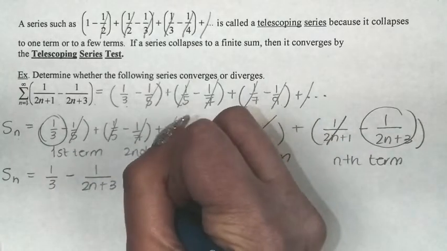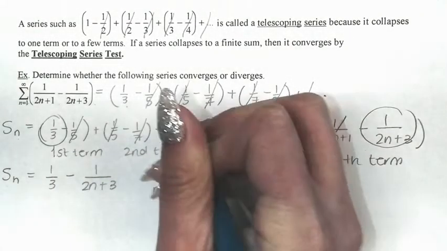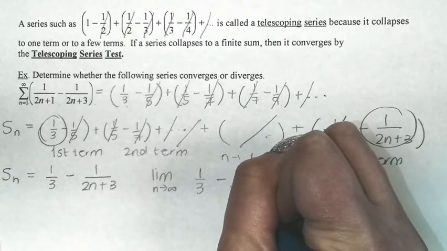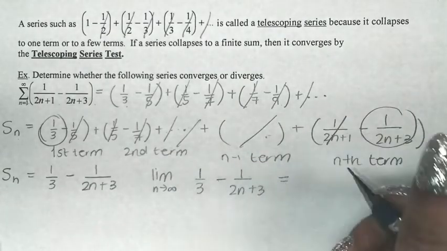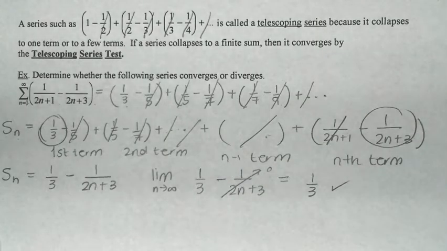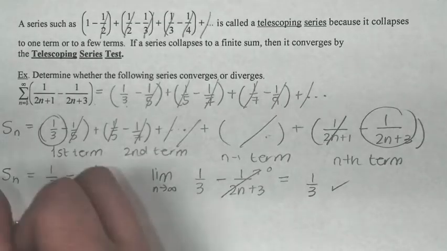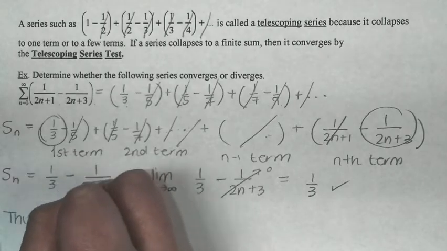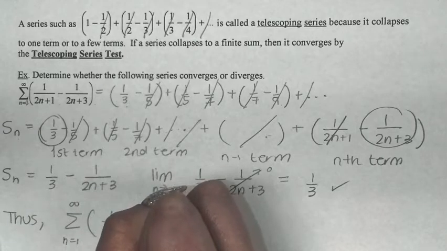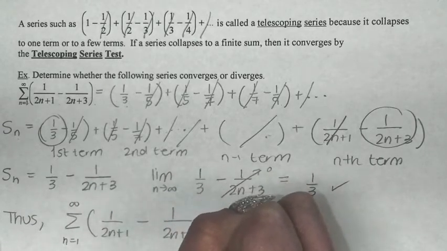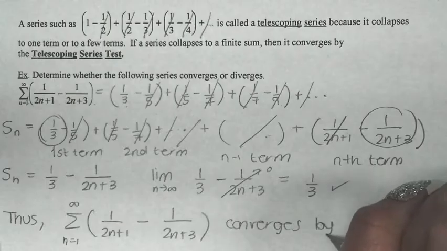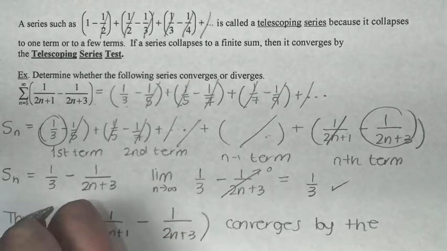What this test is telling you is to find the limit when n approaches infinity of the partial sum of the first n terms. If that gives you something, which it does, because this goes to 0 and this is 1/3, since it's finite, you can say that your series from 1 to infinity of 1 over 2n plus 1 minus 1 over 2n plus 3 converges by the telescoping series test.